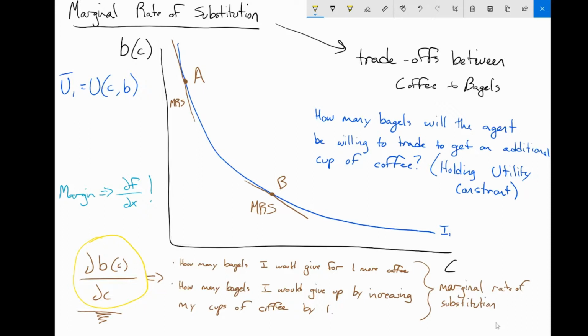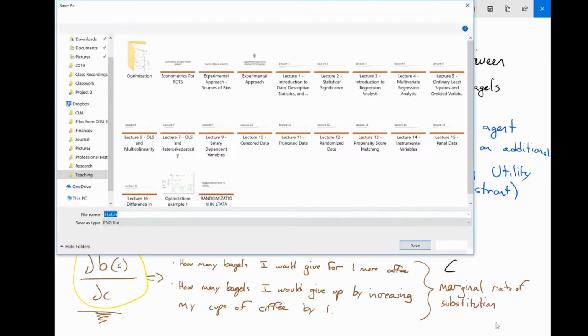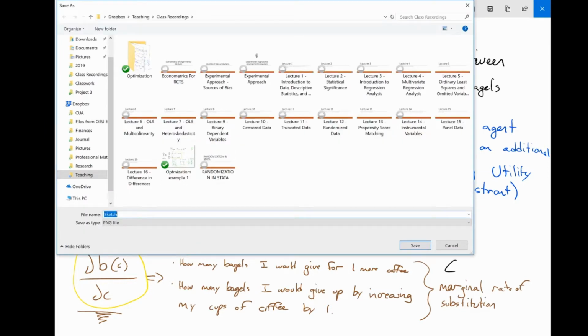All right, so I'll pause there for a second. You can take a screenshot of this if you want to keep track of these notes. I might even save this one, just in case.